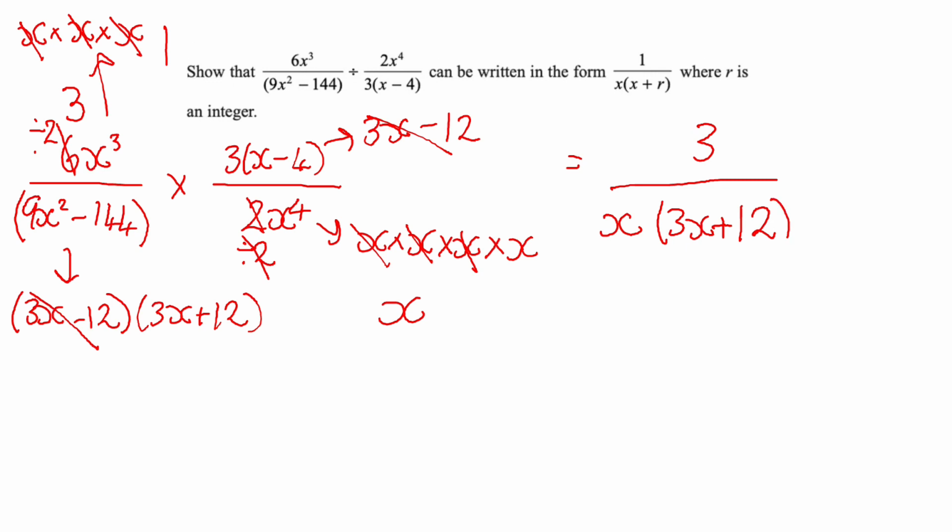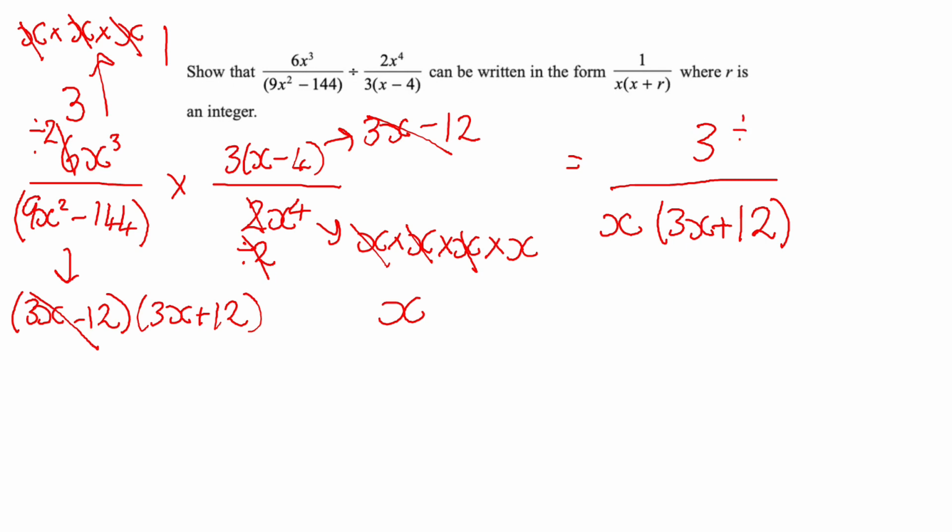Now, if I look back at my question, always refer back to the question and look at the format. I'm nearly there, but I'm not quite there. So I know that this 3 now needs to become a 1. So for it to become a 1, I need to be able to divide everything by 3, which I can do. What you might choose to do first is expand this bracket out. Either way is absolutely fine.